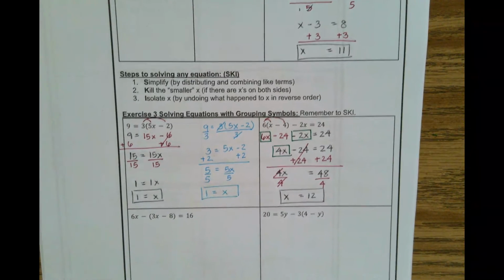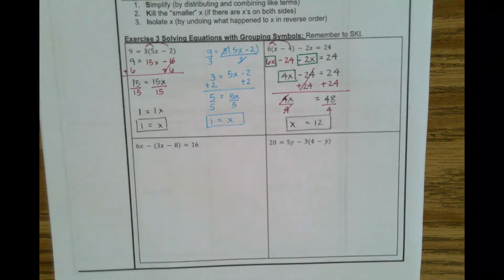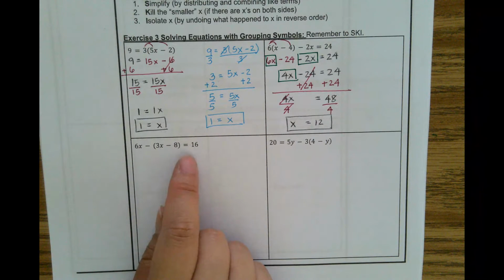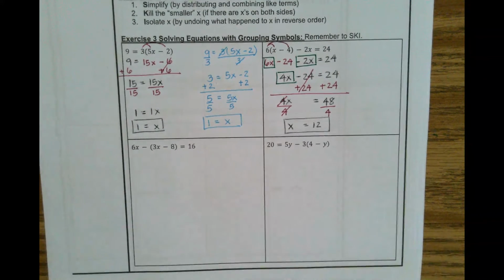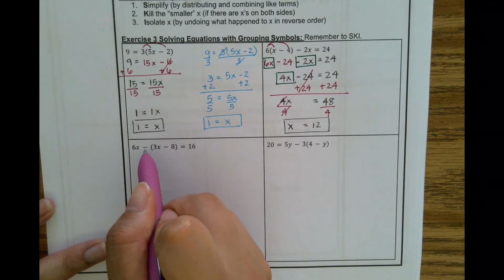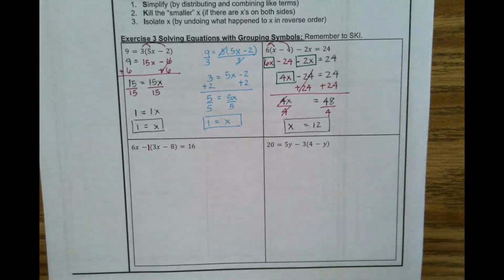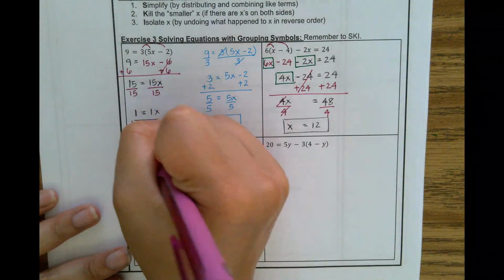Here is another question. This is 6x minus the quantity of 3x minus 8 equals 16. So following my steps again, I'm going to simplify by distributing and combining like terms. So here, this negative, there's an invisible 1 here. It's a negative 1 times 3x minus 8.